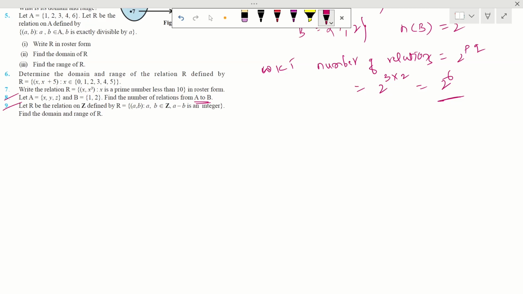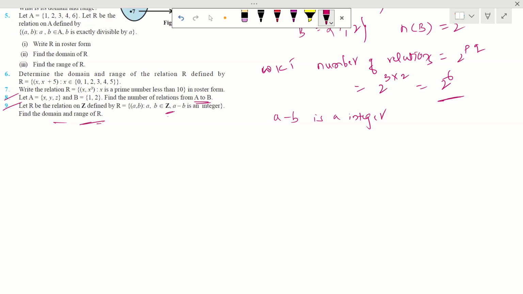Then we move to the last problem. We have to define a relation on Z. Z is the set of integers, which contains both positive and negative numbers, and a minus b is an integer. Find the domain and range. So a minus b is an integer. What is the domain and range?